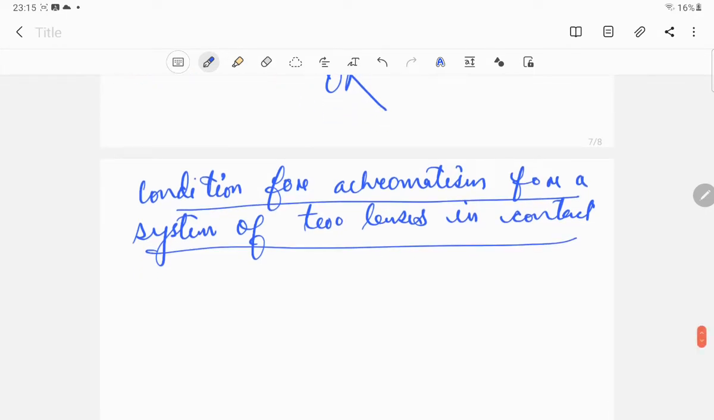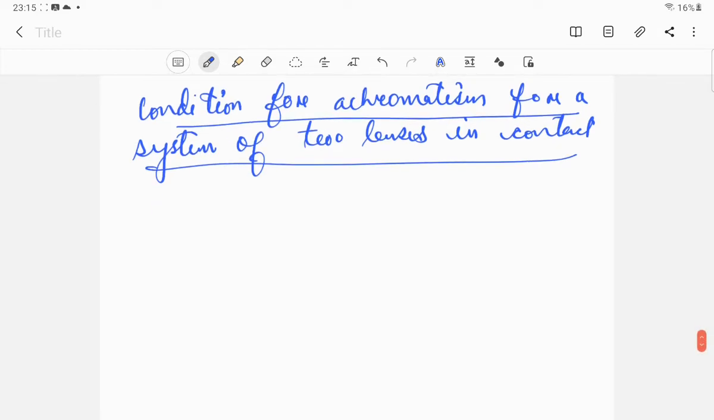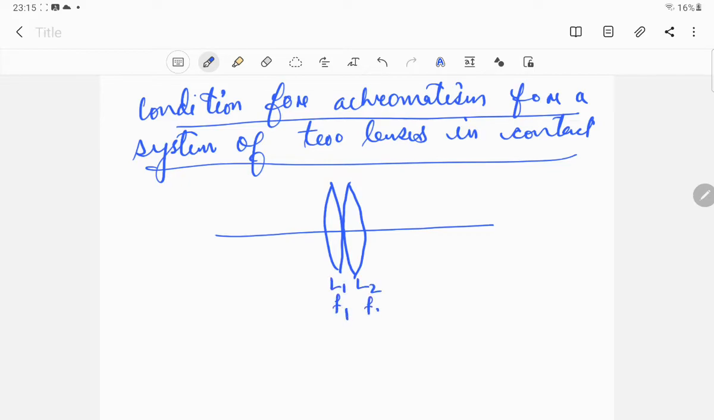Here you see, in exam you will definitely have to do the whole process again, just like case 1. But here we are not going to repeat all of this again, we are just going to write down. So you know, two lenses in contact means it will look like this. Okay, so this is L1 and L2, this is having a focal length f1, this is having a focal length f2, this is the principal axis.